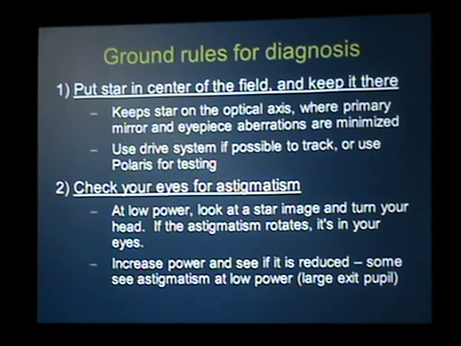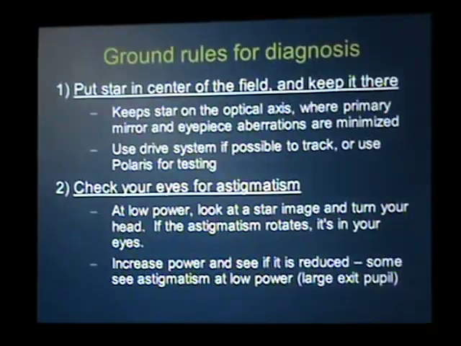So the first thing, put the star in the center of the field and keep it there. That's because the center of the field is the optical axis, and that's where the least distortion is going to occur from aberrations of the telescope system, the eyepiece, and possibly the coma corrector. That's called the optical axis, the center basically.